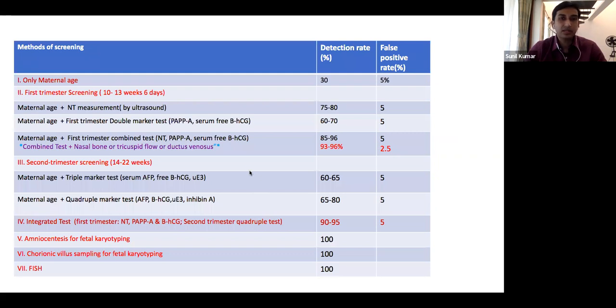So this I have already shown you, this table. The highest detection rate is for the combined test, that is the blood test along with NT evaluation along with nasal bone, tricuspid flow and ductus venosus flow, 93 to 96%.